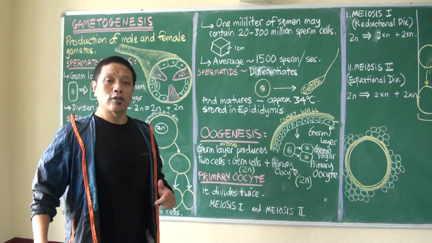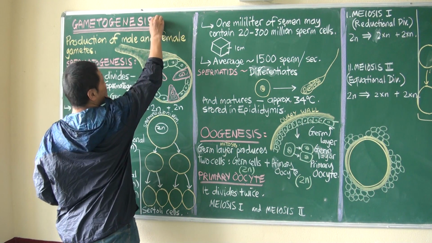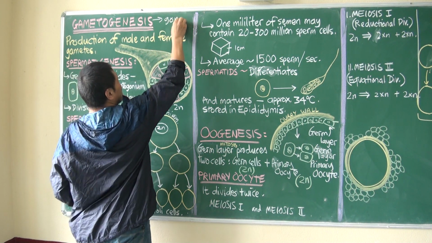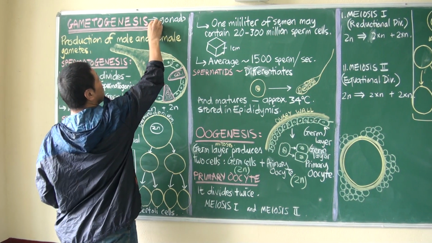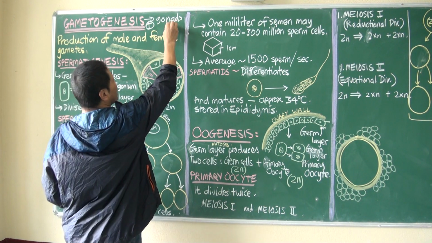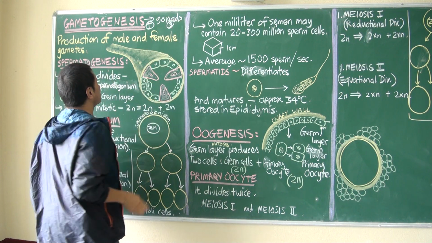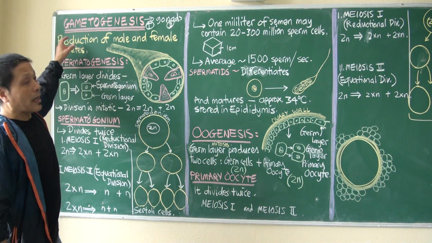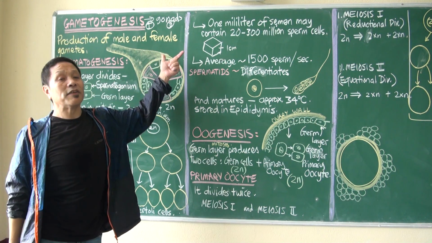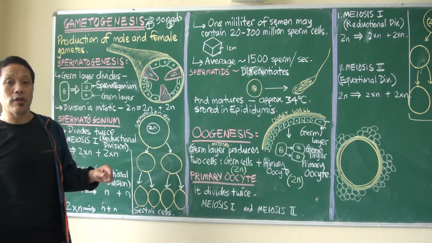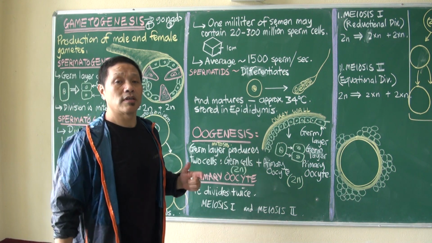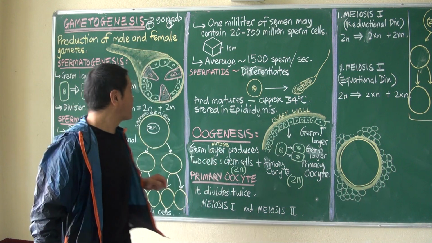It takes place in the gonads. Gametogenesis takes place in the gonads, that is, the testes for the males and the ovary for females. Gametogenesis is the production of male and female gametes. We understand that it's the sperms and the egg cell.